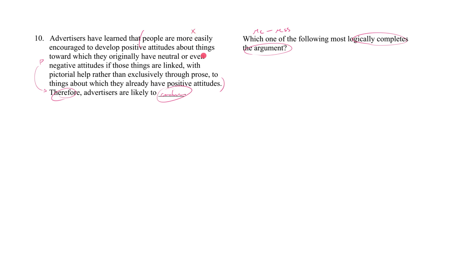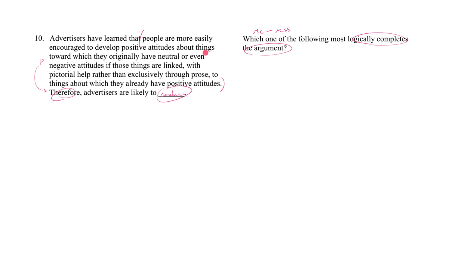All the difficulty, all the details, all the complexity, and all the information is packed in this X. And this X is actually a full sentence on its own. It's a clause embedded within a larger sentence. Let's unpack it. What are we saying? We're saying people are more easily encouraged to develop positive attitudes about things. You see, it's already starting to get really detailed. What kind of things? About things toward which they originally have neutral or even negative attitudes.